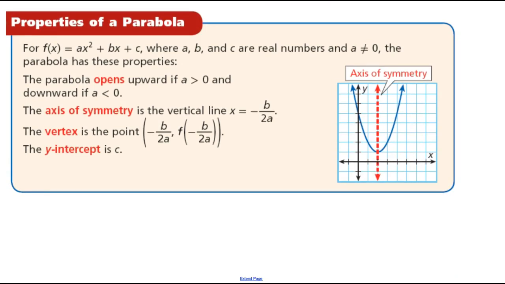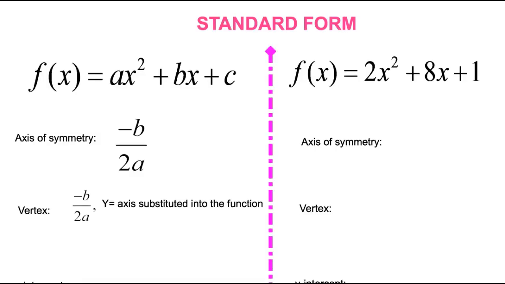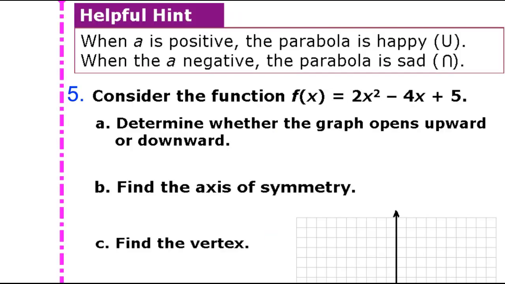If the a is positive, it's going to open upward like a little happy face. If a is negative, that's the number in front of x squared, then it opens downward. It's going to be like a sad face, which actually in like 2 slides, if I pop over 2 slides, you'll see. Helpful hint.